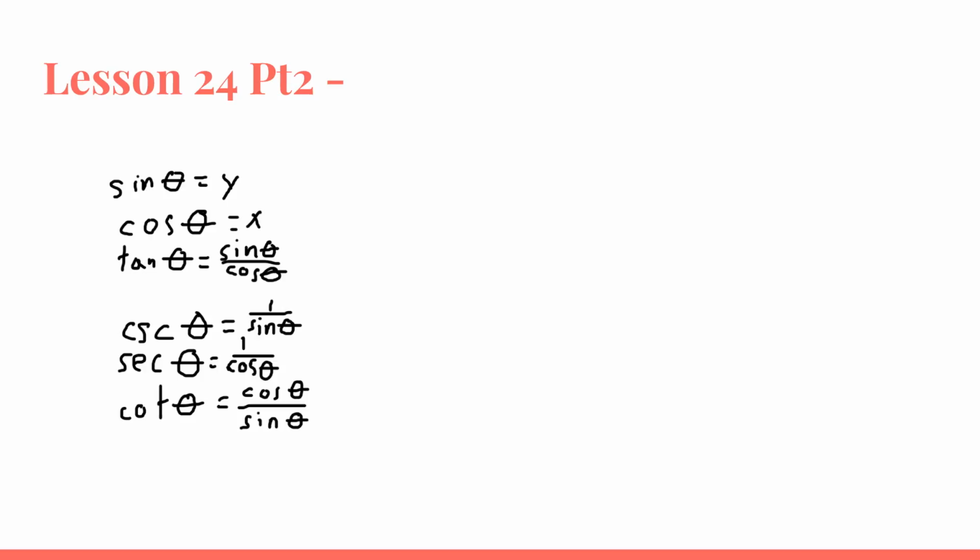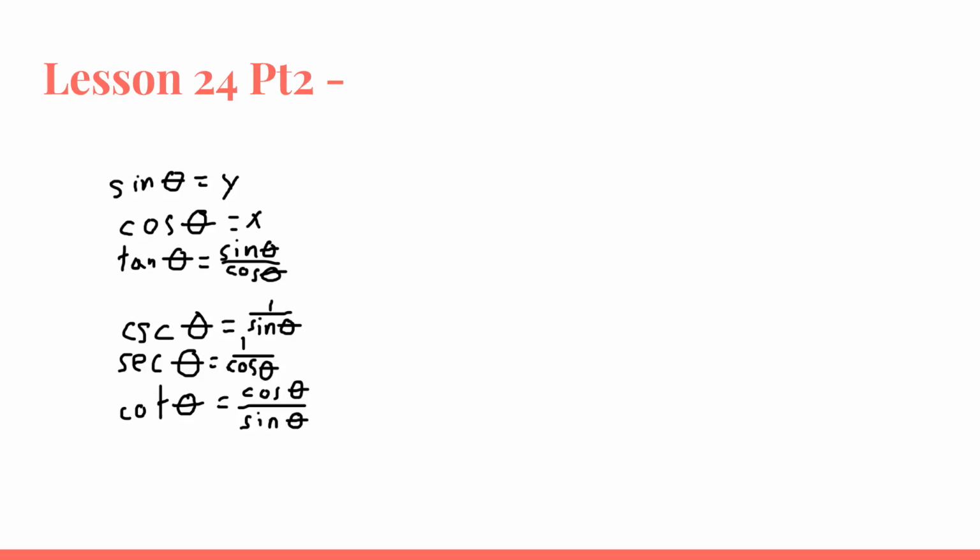The last part, you're just going to have to remember, bear with me: sine of theta, cosine of theta, tangent of theta, cosecant of theta, secant of theta, and cotangent of theta. Now, sine of theta is equal to y, cosine of theta is always equal to x, tangent of theta is equal to sine theta over cosine theta, so it's going to be y over x.